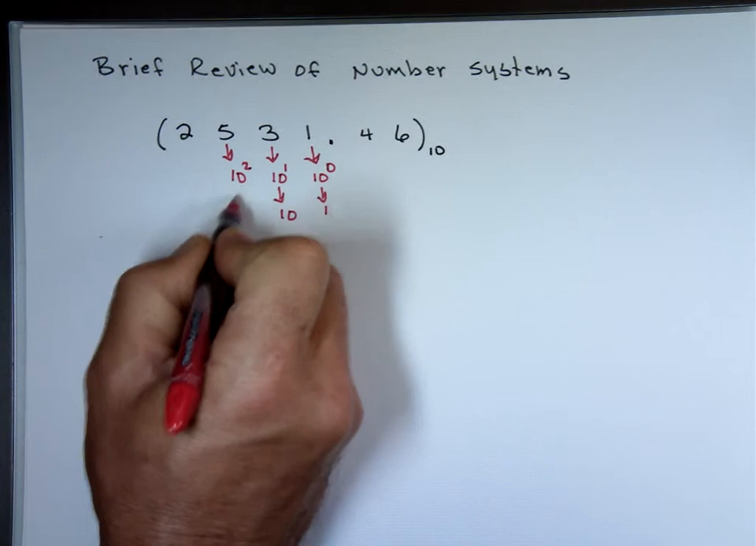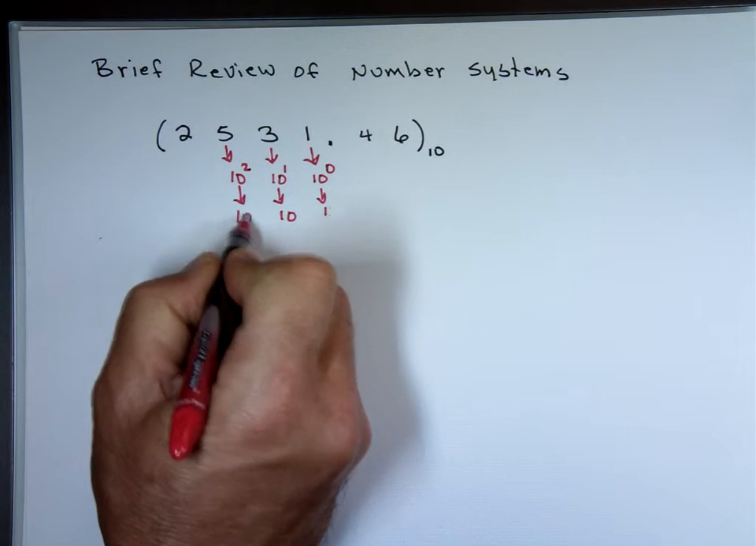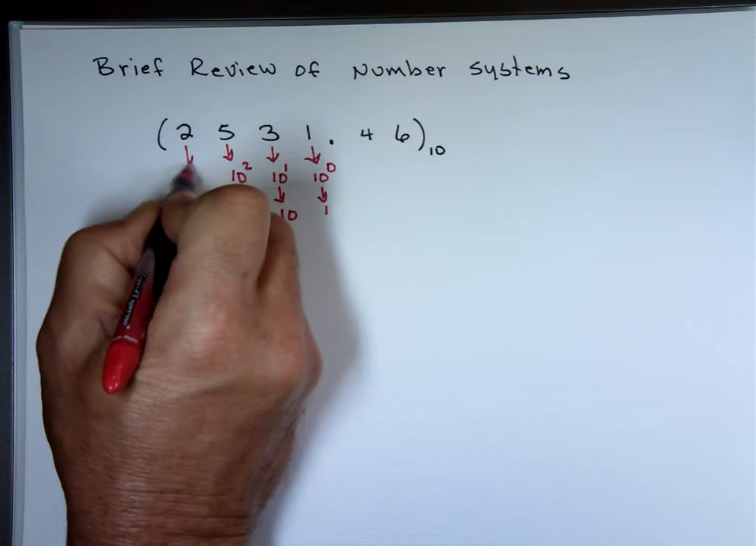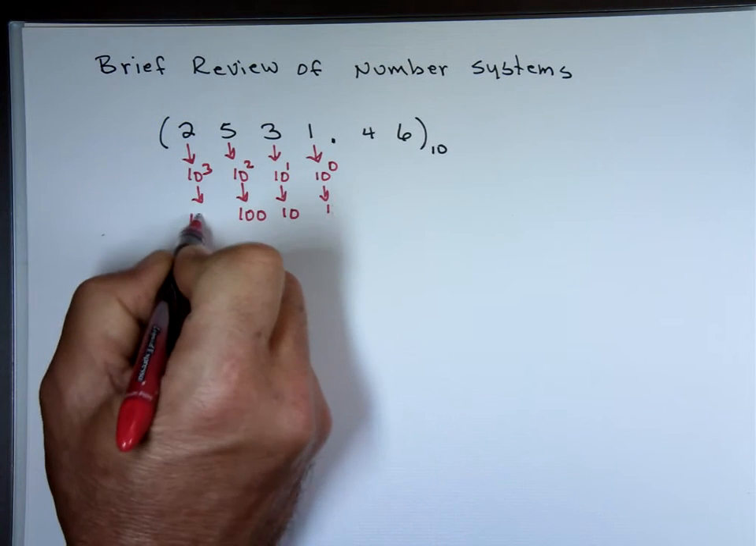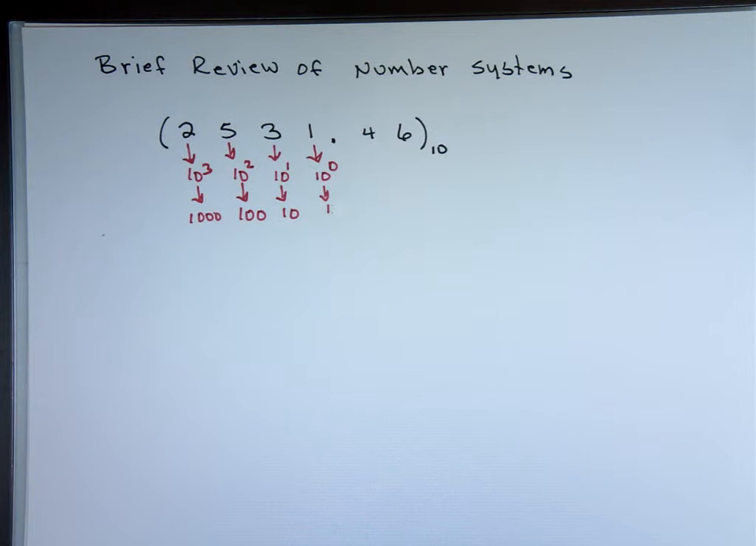This is called the 100. 10 squared, which is what? 100. And this is called the 1,000. 10 to the 3rd, which is the 1,000. So that's where the name came from: the ones, the tens, the 100, the 1,000.